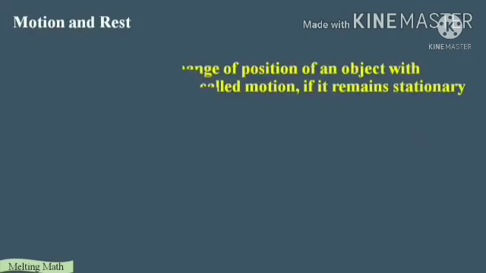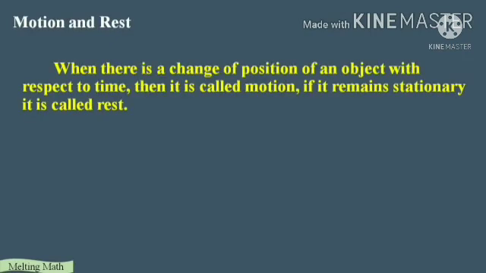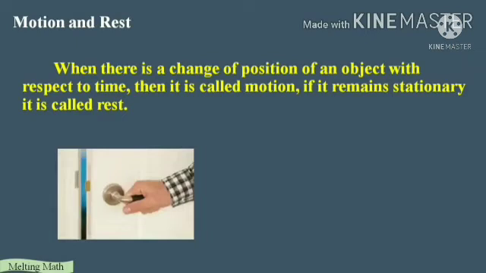Motion and rest. The two are reversible processes. When there is a change of position of an object with respect to time, it is called motion. If it remains stationary, it is called rest. So, motion and rest are reversible processes.